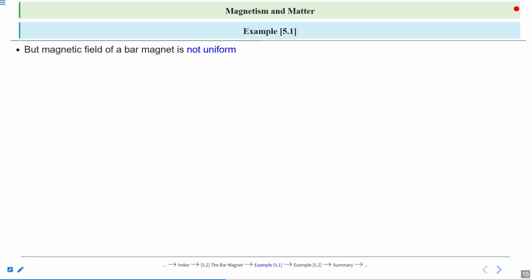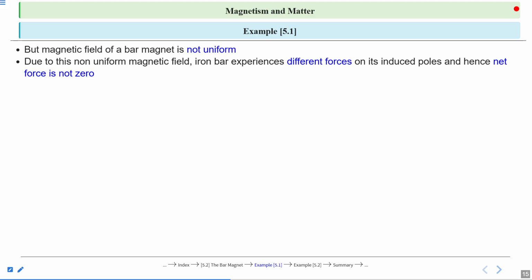But now this is the crux of the matter here. The magnetic field of a bar magnet is not uniform. When we place the magnetic needle in a uniform magnetic field, that's why the net force on it is 0. But when we place the iron nail near the bar magnet, the magnetic field due to the bar magnet is not uniform. Due to this non-uniform magnetic field, the iron nail experiences different forces on its induced poles.